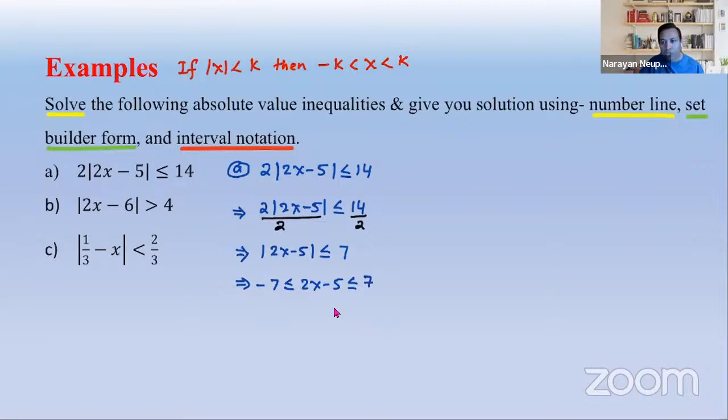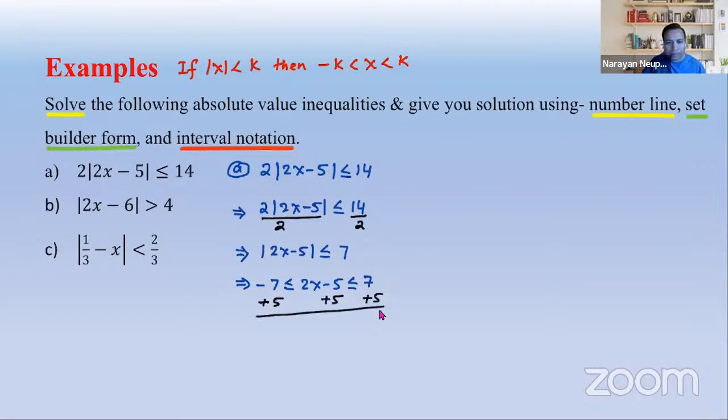Okay, we use the definition. Now what we have to do is find the inequality for x. If you look at this inequality carefully, here is a negative 5. So what we are going to do is remove this negative 5 from the expression in the middle. We add 5 on all 3 parts because there are 3 parts there. So we add 5 here, we add 5 here, and also we add 5 there.